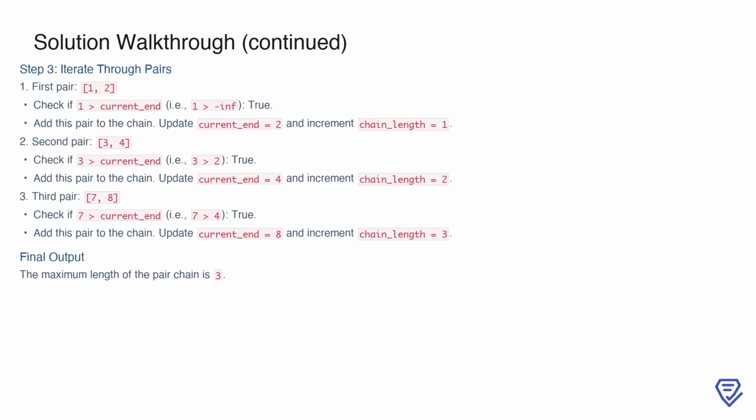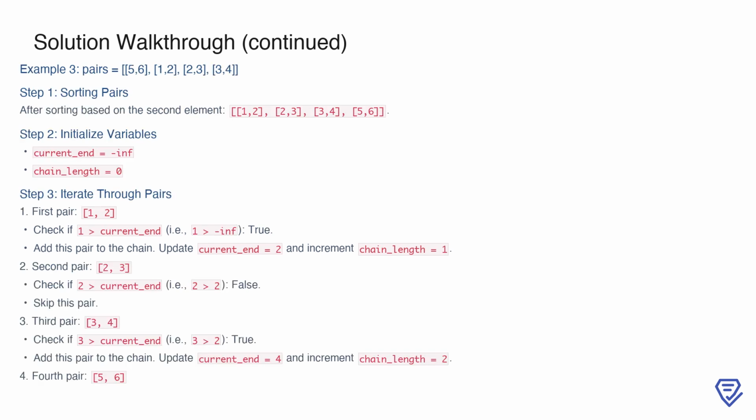After processing all the pairs, we find that the maximum length of the pair chain in this case is 3. Now, let's work through another example with the pairs 5 to 6, 1, 2, 2, 3, 3, 4. We start by sorting these pairs based on their second element. After sorting, the pairs become 1, 2, 2, 3, 3, 4, 5, 6.